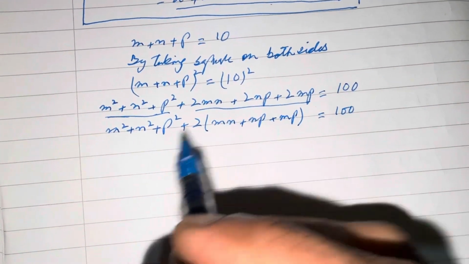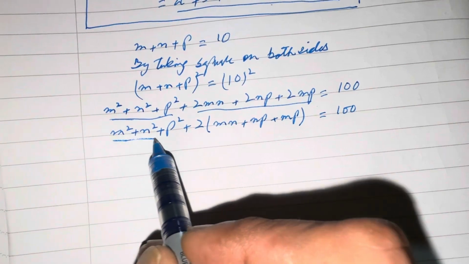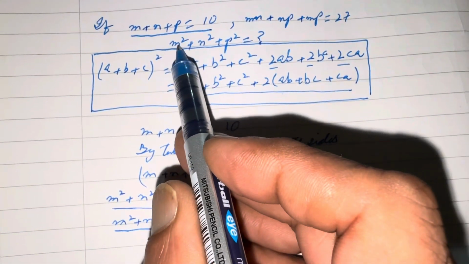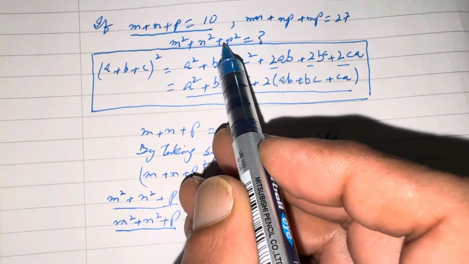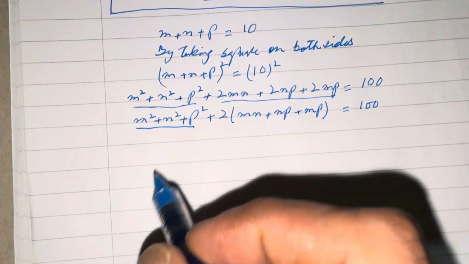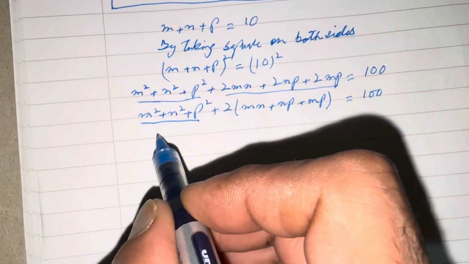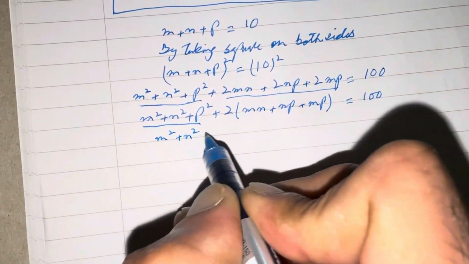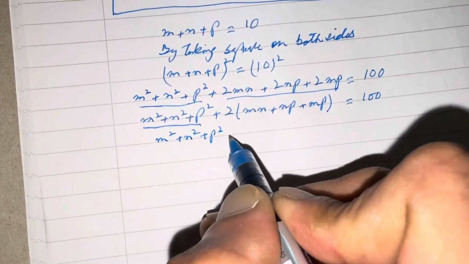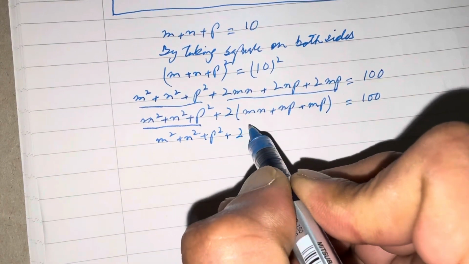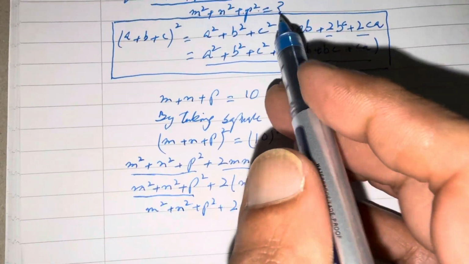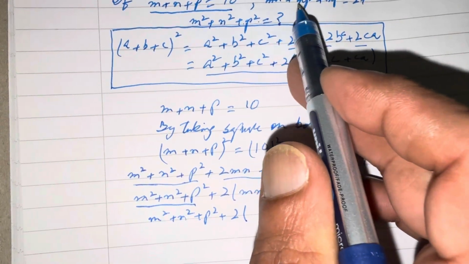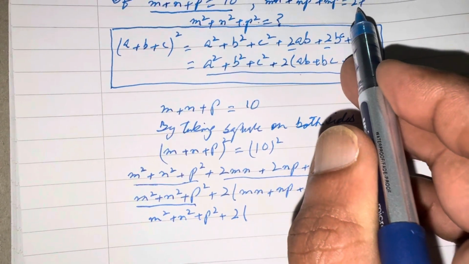So that's the value we have to find as given in the question. Find the value of m square plus n square plus p square. So that will become, as it is, m square plus n square plus p square plus 2 into, if you see the question, this value of mn plus np plus mp is given as 27.